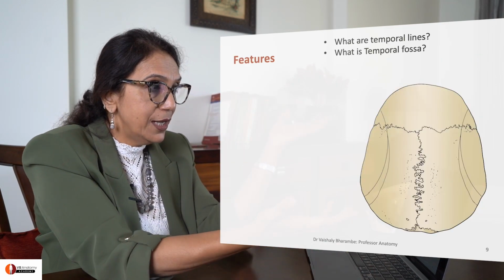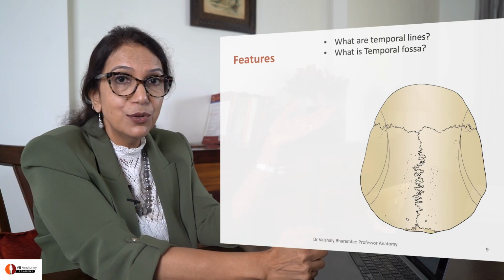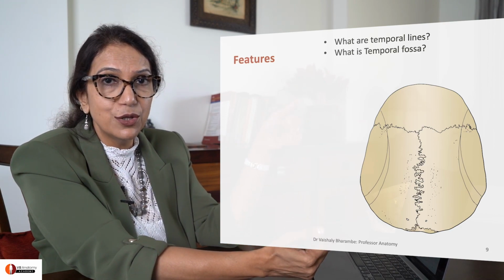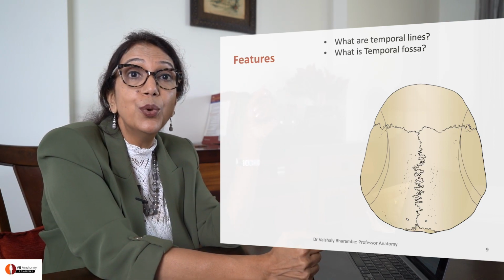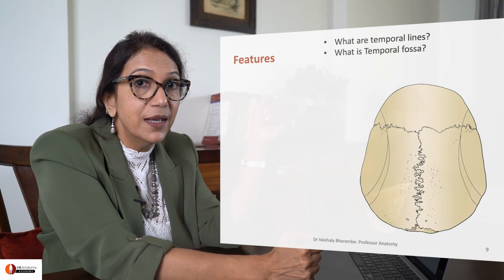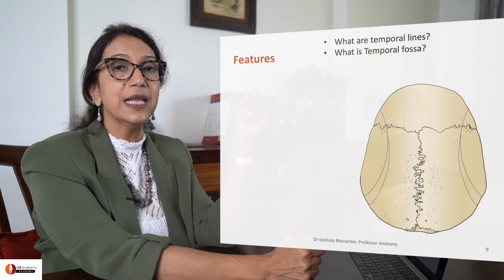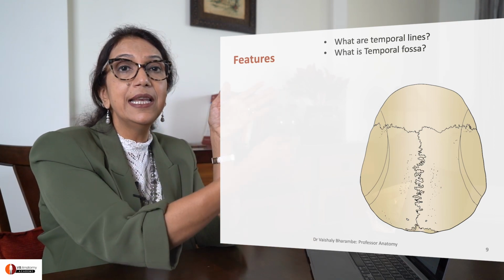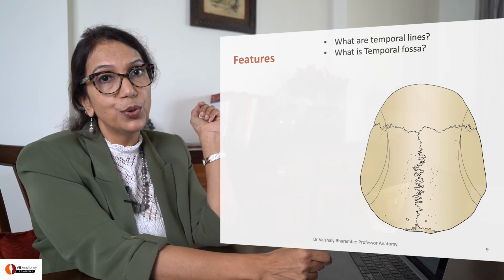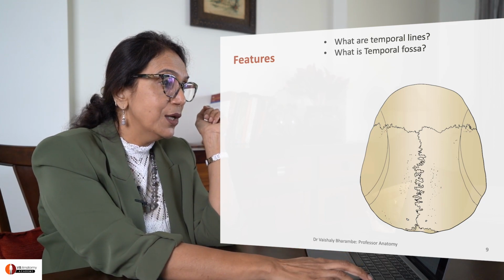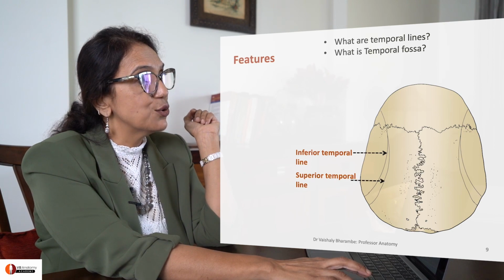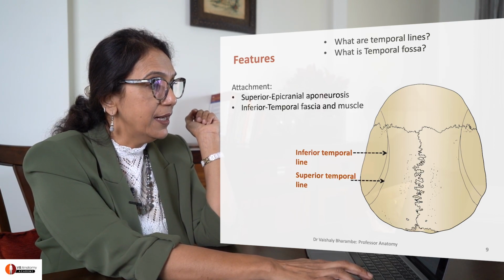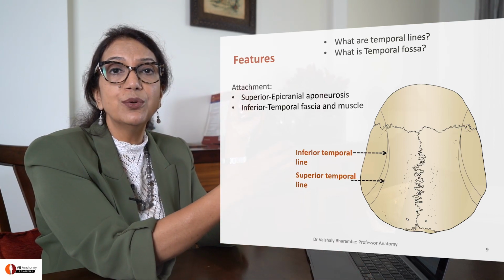Right. Now, certainly on this, you see two more lines. Can you see two lines on the right side, two lines on the left side? Yes, these lines are called temporal lines. And the area they are delineating is called the temporal fossa. This is the inferior temporal line, this is the superior temporal line, and they give attachment to something.